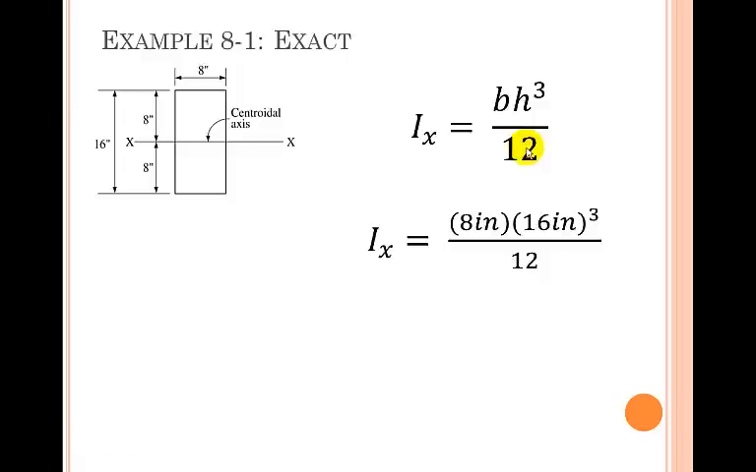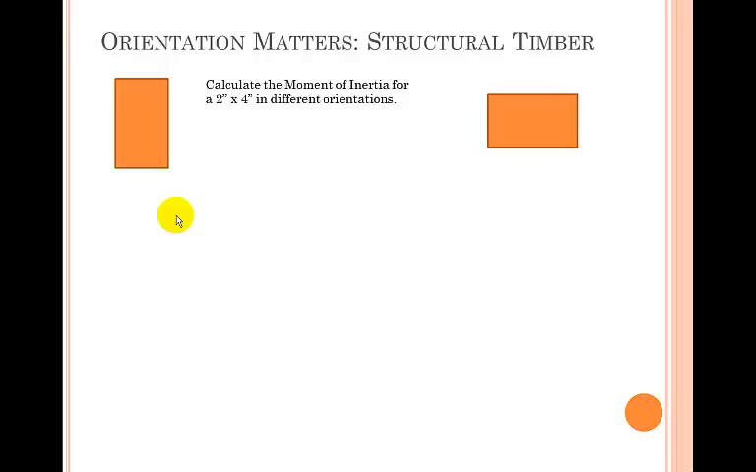So let's look at this one. We have 8 inches as the base here, and 16 inches, 8 plus 8, is the height, and we cube that, and the whole thing's divided by 12. That gives us an area moment of inertia of 2,730 inches to the fourth. Since it's base times height, the orientation of a beam matters.